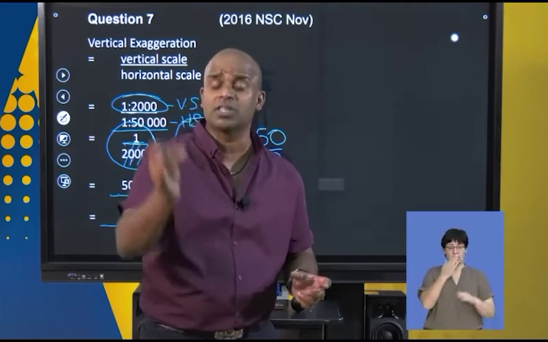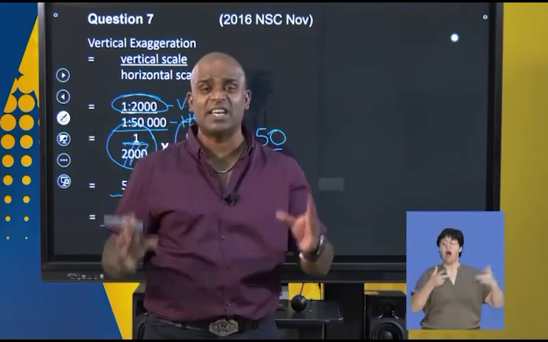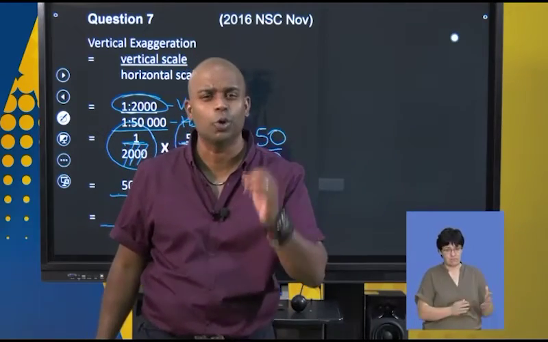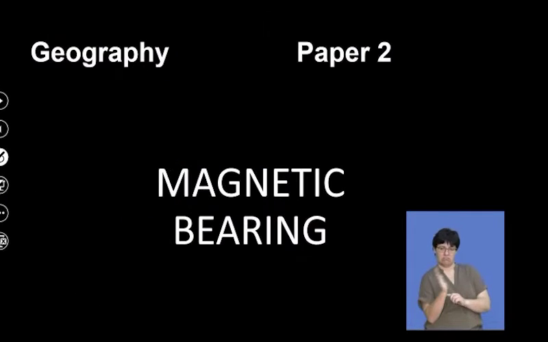So the next time you're looking at a cross section and you are asked to calculate the vertical exaggeration, know that you are trying to determine the actual reality of that feature on the Earth's surface. Now, let's move on to something which you all enjoy, magnetic bearing. Now, that is our next calculation.